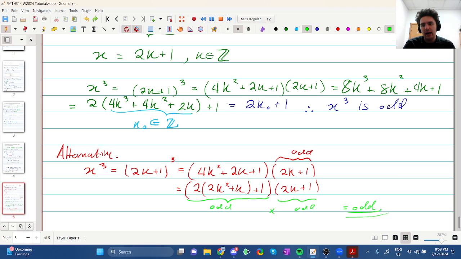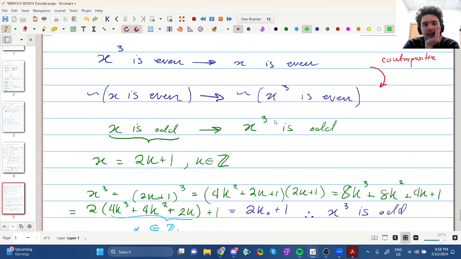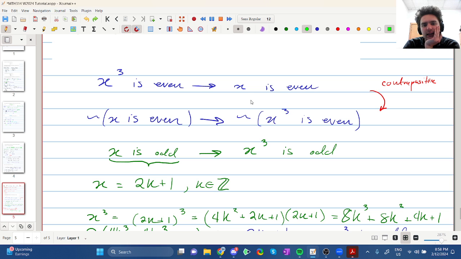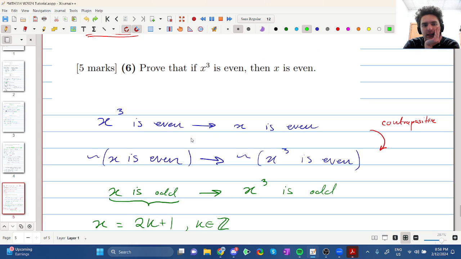You could let x equal 2k and then just cube that and factor out a 2 to prove it's even. But isn't that going the other way? That's going the wrong way. That's saying x is even implies x cubed is even. But that's not what this is actually asking. What you proved by saying that is that if x is even, then x cubed is even. But that's not the same as what we say here, right? Yeah. No problem.